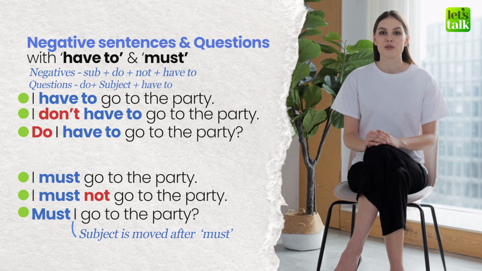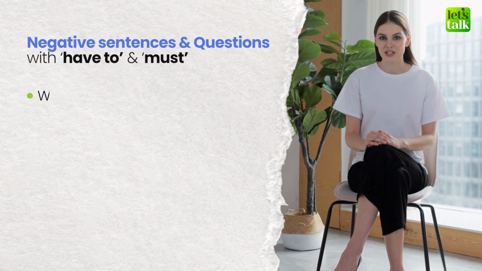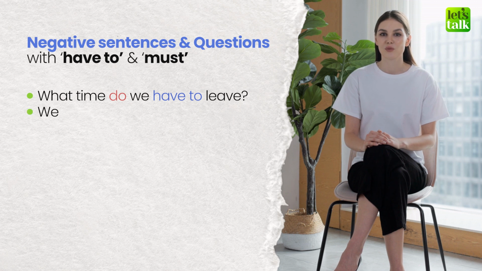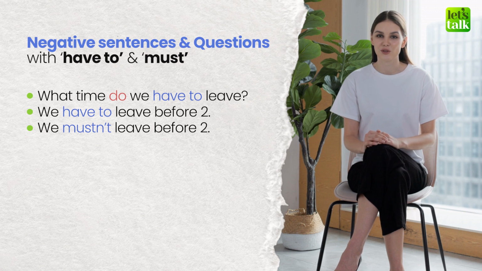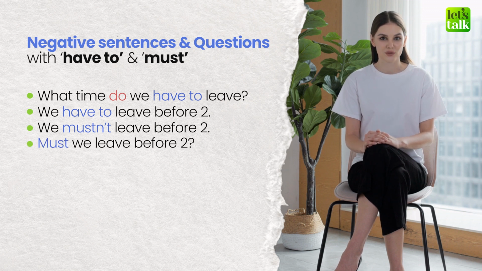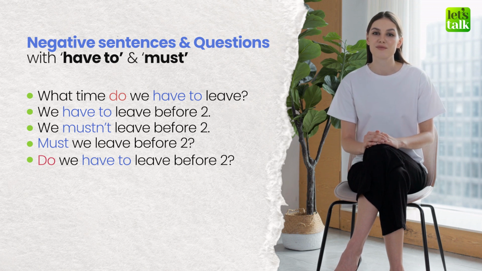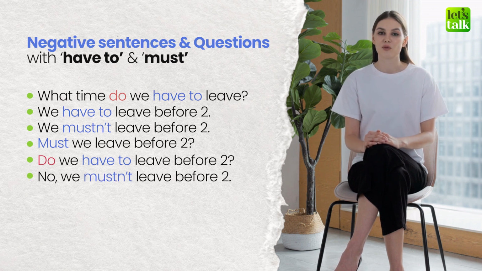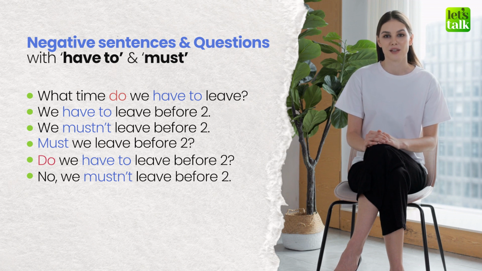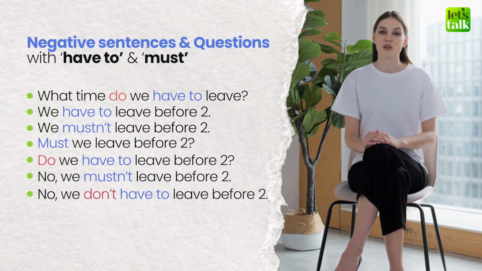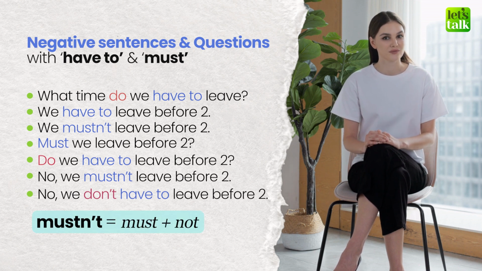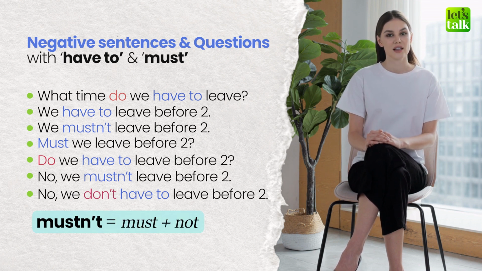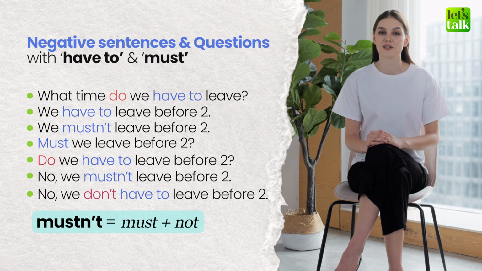Here are some more example sentences. What time do we have to leave? We don't have to leave before 2. We mustn't leave before 2. Must we leave before 2? Do we have to leave before 2? No, we mustn't leave before 2. No, we don't have to leave before 2. Mustn't is the contracted form of must plus not, and mainly used while speaking English.